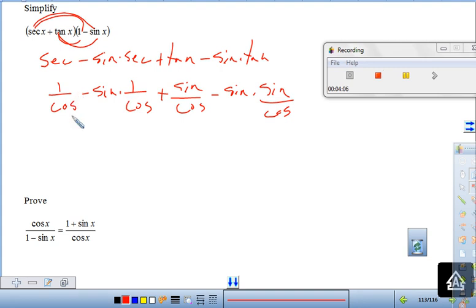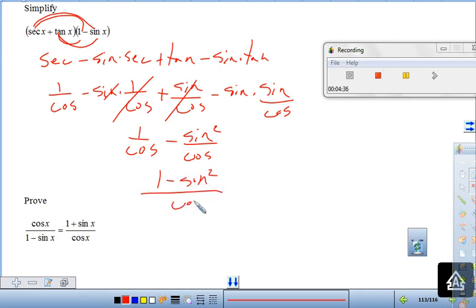Now I begin to combine these, and I see right here I have a negative sine times 1 over cosine, so that's a negative tangent plus a sine over cosine, or a positive tangent, so these two will actually cancel. I'm going to get 1 over cosine, that's part of this here, minus a sine squared over cosine. And now since they have a common denominator, I'm going to write them together. So I have 1 minus sine squared over the cosine.